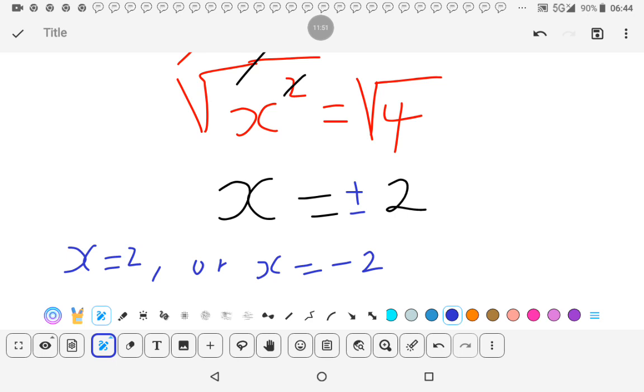So this is how you simplify equations. You can see that they have certain rules. Whenever it is x squared, you have to take note of that. You have to take the square root of both sides. So there are different rules applied to it.